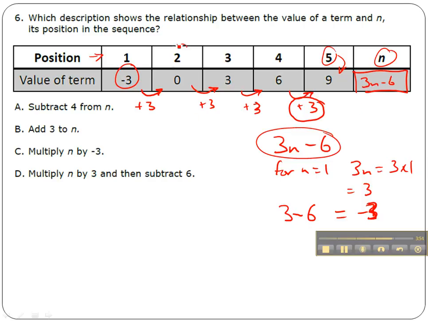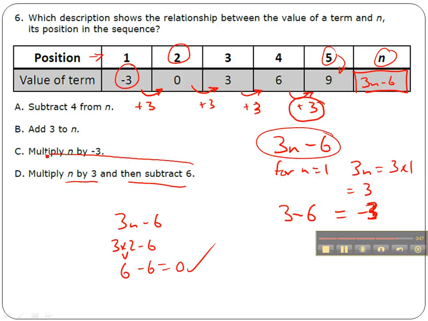Then we have to check it with at least one other value of n. 3n minus 6. If n was 2, that would be 3 times 2 minus 6. 3 times 2 is 6, minus 6 is 0, so that checks out. So the rule would be, looking at these answer choices, multiply n by 3 and then subtract 6. That's the one that will work.